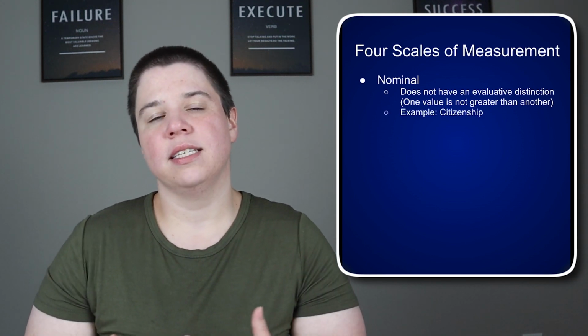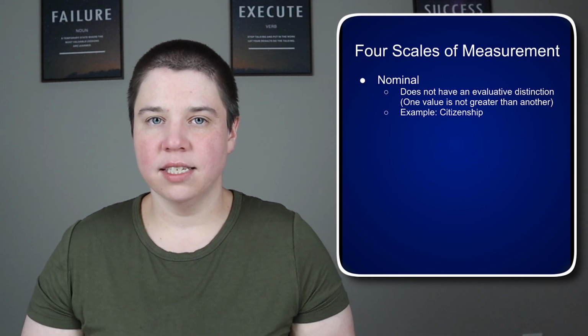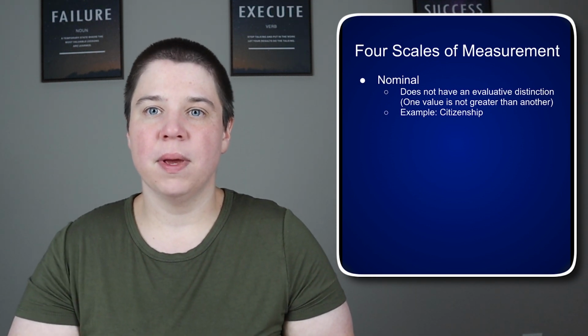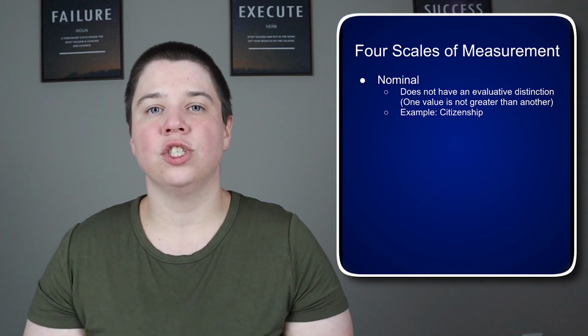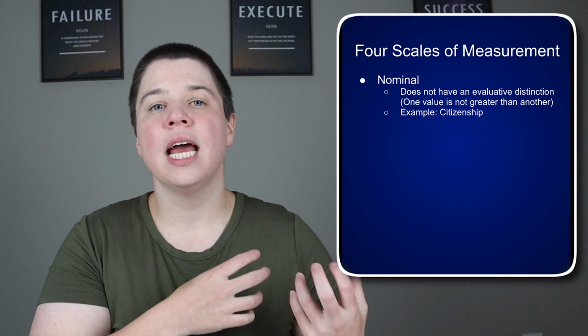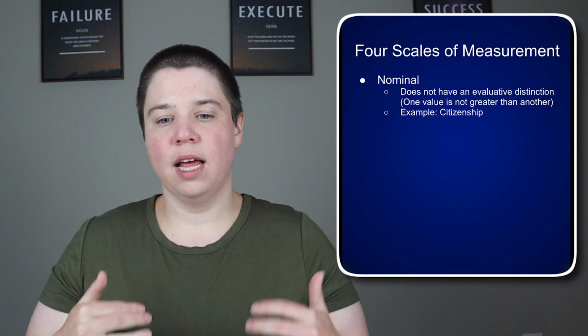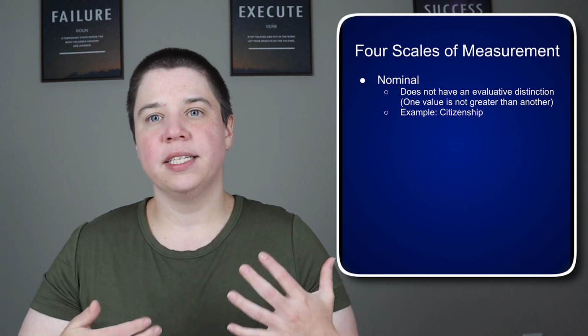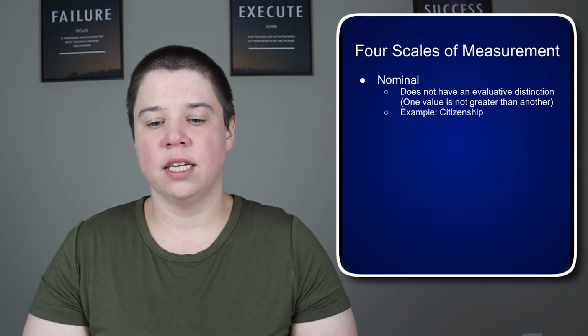So an example of this is citizenship. If you are looking at a group of people and you look at their citizenship, being from the UK versus being from the US, one is not greater than the other. It's just a categorical data point that you would gather. Now, these 4 levels or scales of measurement basically increase as we go down. So the lowest level is nominal.